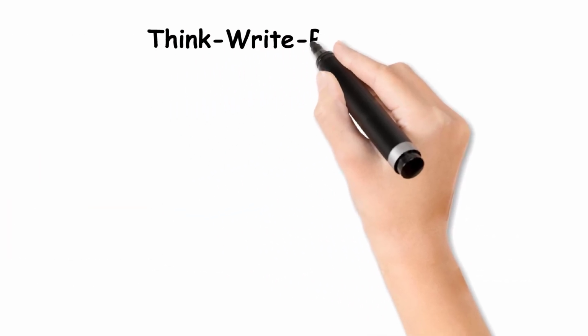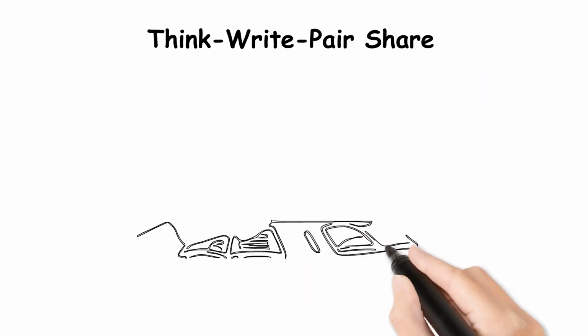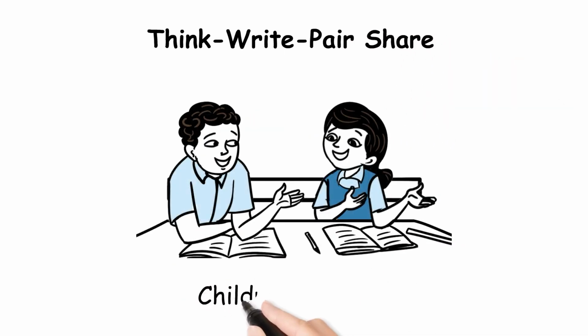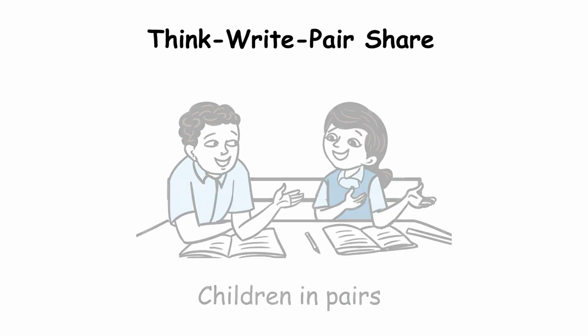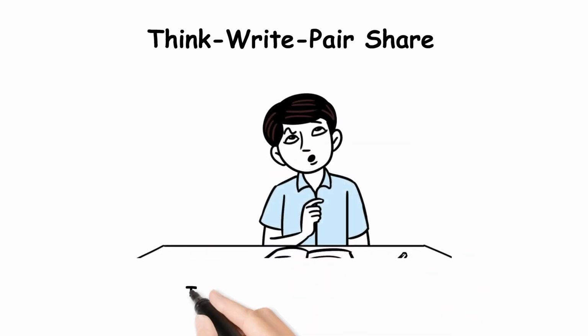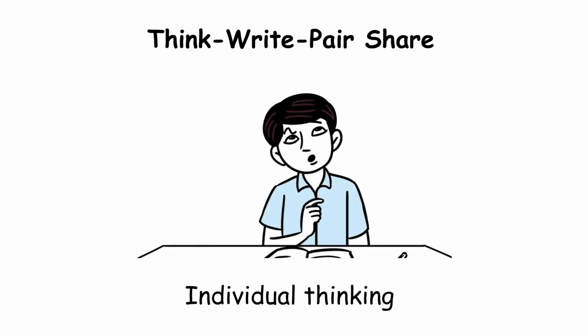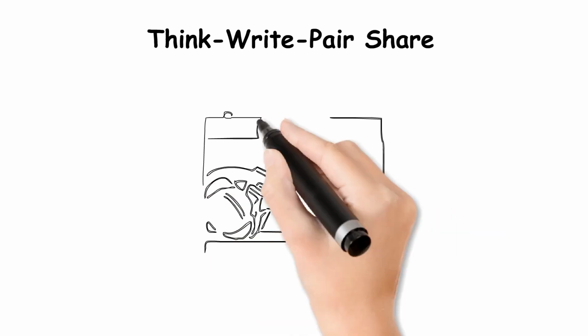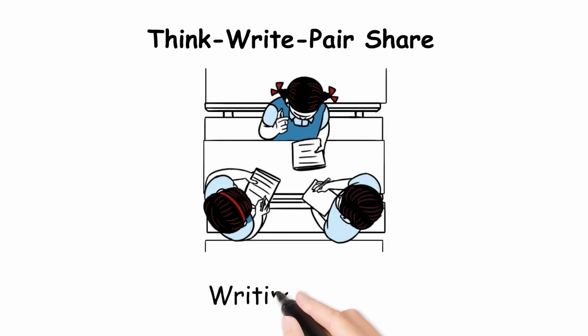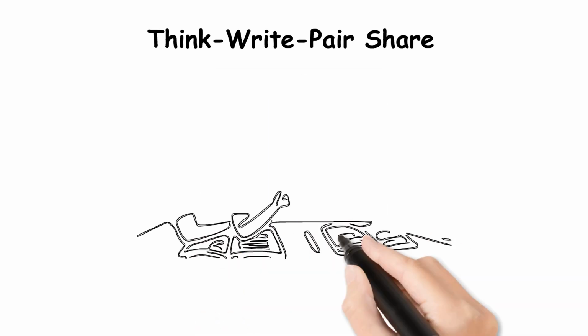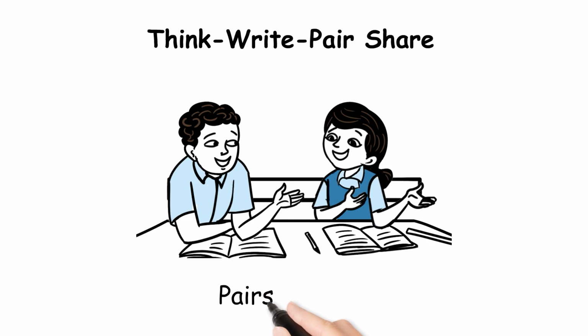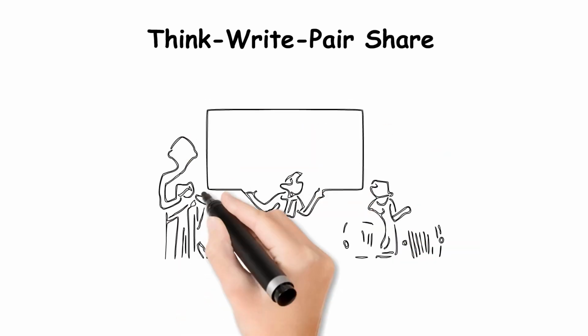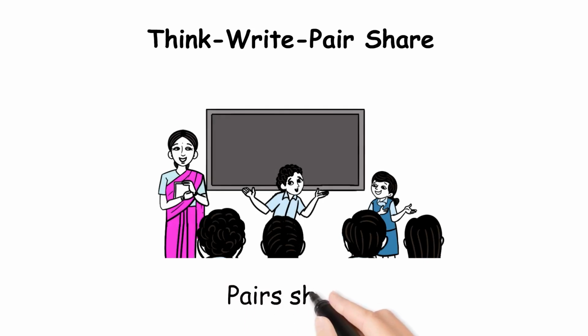In think, write, pair, share, after you have formed pairs, children have to think individually. Then they have to write their ideas as points. Then they have to discuss these points with their partners. Finally, you may ask some pairs to tell the class what they have discussed.